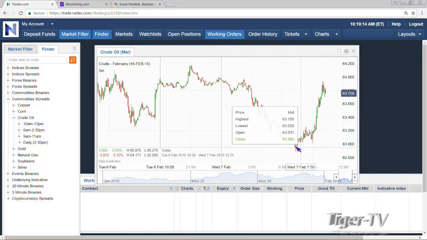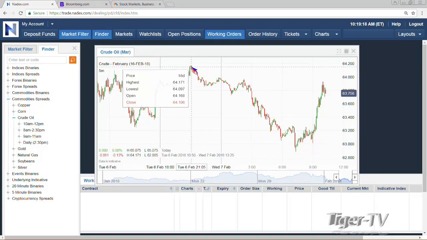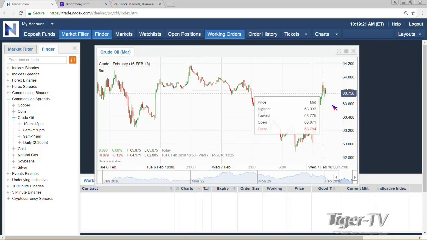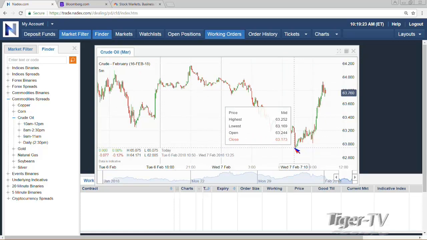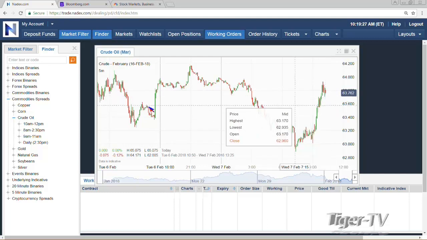And we've seen some action in oil already this morning. Overnight session, about 9 o'clock last night, Eastern Time, we're up above $64. We come down at about 7 a.m. to below $63, and from there we're up almost a full dollar, 63.75.